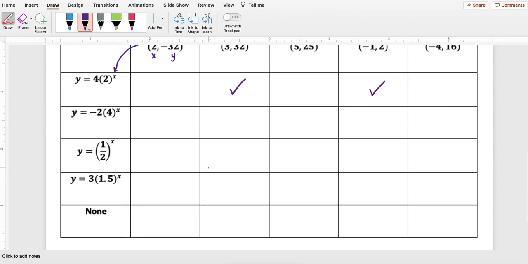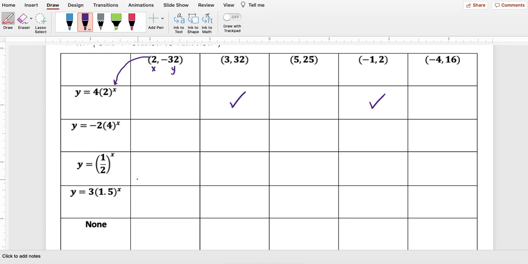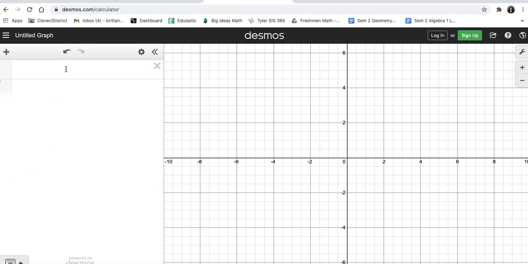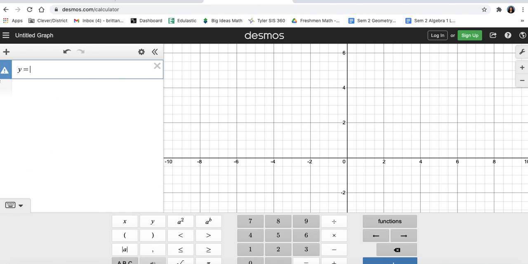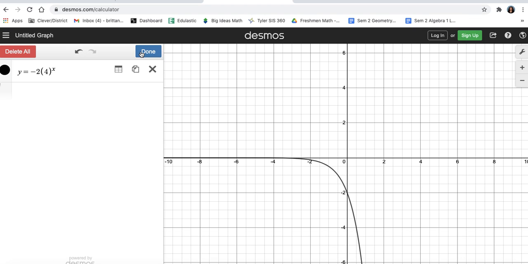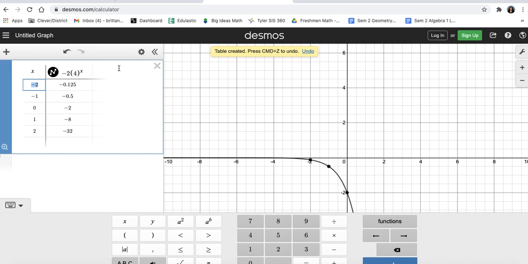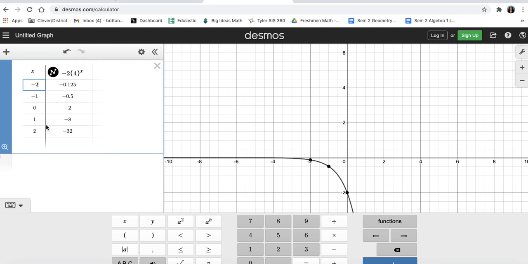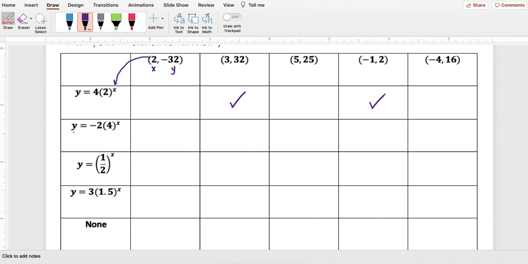Okay, let's do the same process for this next one. I have y equals negative 2 times 4 to the x. To clear, I'm going to click on this x button and type in my next function. Again, to get that table, I'm going to click on this gear, convert to table. Now I'm going to look for these points on this table again. First, 2, negative 32. I go to 2, and I see it is negative 32 there. So that means that this is a point.